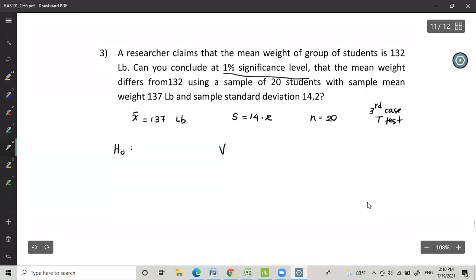H0 and HA. So what is it saying? A researcher claims that the mean weight is 132. What do you want to conclude? Can you conclude that it differs from 132? Differ, that means not equal. So we start writing HA: mean is not equal to 132. And H0 is mean equals 132. So this is going to be a two-sided test.